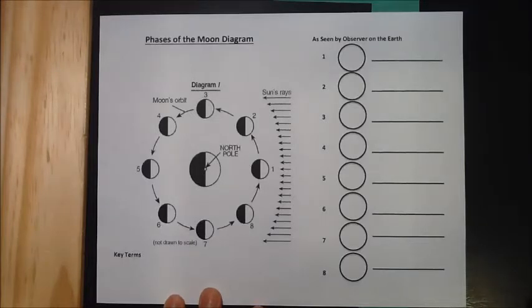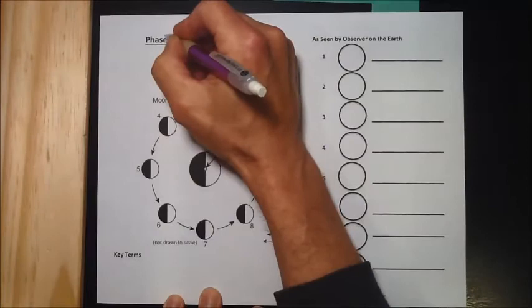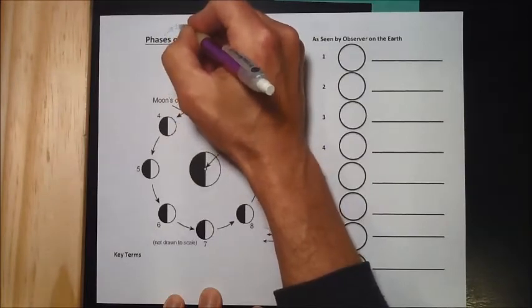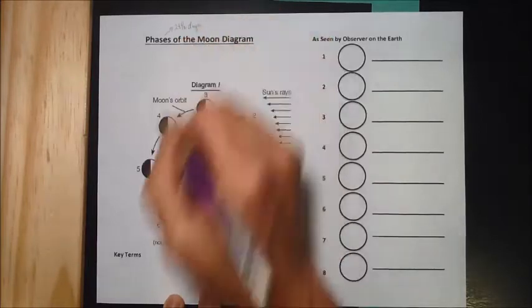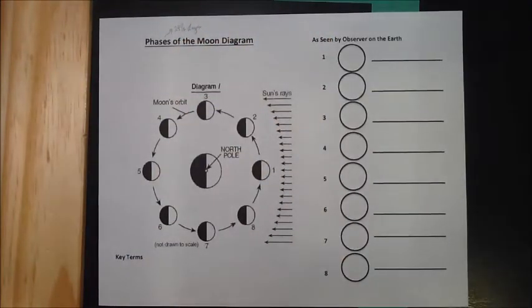Now, the first thing that you have to know is that the cycle, or the period for phases of the moon, the phases takes 29 and a half days. That would be for a full cycle from full moon to full moon, or new moon to new moon.